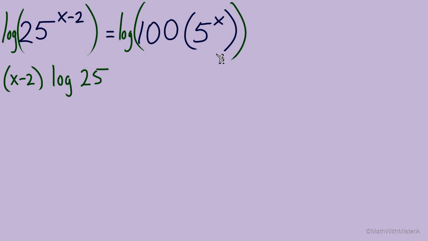On the right side, I'm going to apply another property of logs, the one that says if we have a product in our argument, we can split this up into two separate logs. I'm seeing a 100 times 5 to the x. I can split it up as log 100 plus log 5 to the x. That's a property of logs. When we see a product in here, a multiplication, we can split it up into two separate logs using an addition.